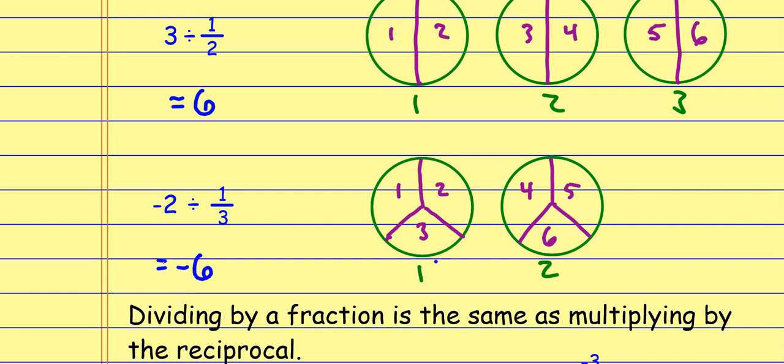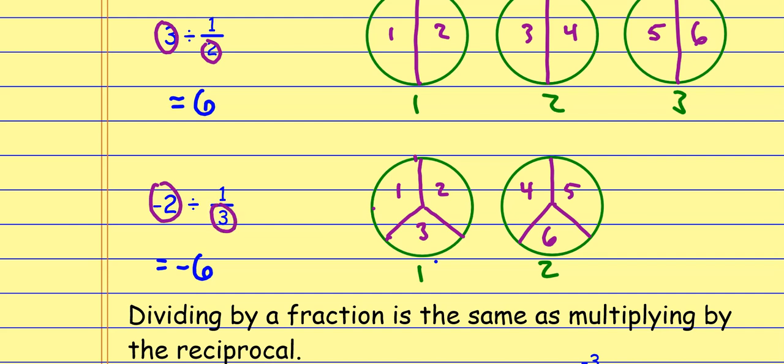Okay? And so hopefully you're looking at this going, well, normally when you divide you get a smaller number, but here we got a bigger number. Hopefully you see that it's multiplication that's happening here. Like here, this is 3 times 2. This one is -2 times 3.